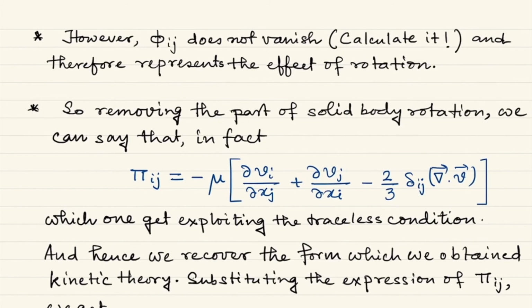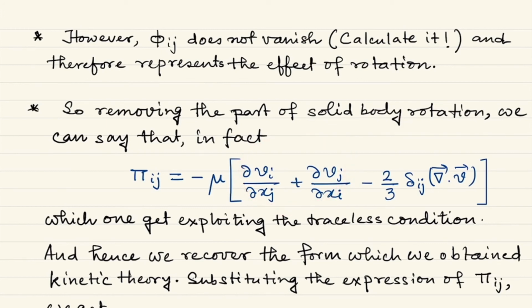However, one can show explicitly that phi ij does not vanish. But how much is it? Once again, calculate this. This is super easy, because I already showed some steps of how to manage that previously, when I calculated capital lambda ij. And therefore it represents the effect of rotation. So finally, removing the part of the solid body rotation, we can say that the correct statement will be the shear stress should be proportional to the symmetric part of the velocity gradient tensor, and that's exactly this one.